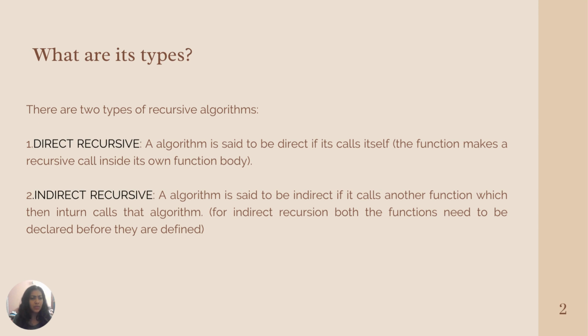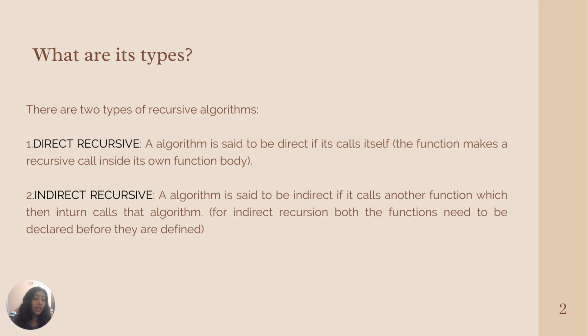What are its types? Well, there are two types of recursive algorithms. Firstly, the direct recursive, and secondly, the indirect recursive. An algorithm is said to be direct if it calls itself. Basically, the function makes a recursive call inside its own functional body. And an algorithm is said to be indirect if it calls another function, which then in turn calls that algorithm.